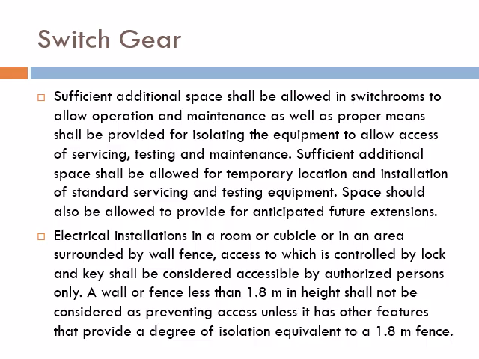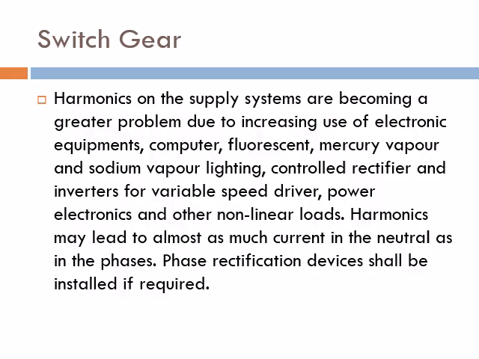Then the electrical installations in a room, cubicle or an area surrounded by a wall or fence, access to which is controlled by lock and key, shall be considered accessible by authorized persons only. No other persons have to be allowed without proper permission. A wall or fence that is less than 1.8 meters in height shall not be considered as preventing access, unless it has other features that provide a degree of isolation equivalent to a 1.8 meter fence.